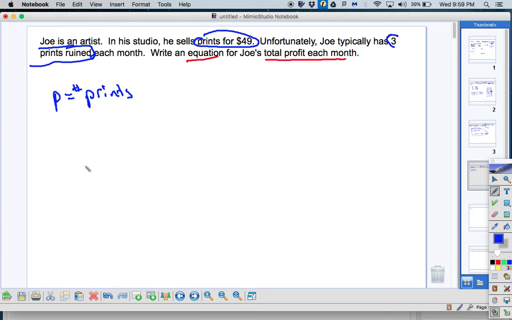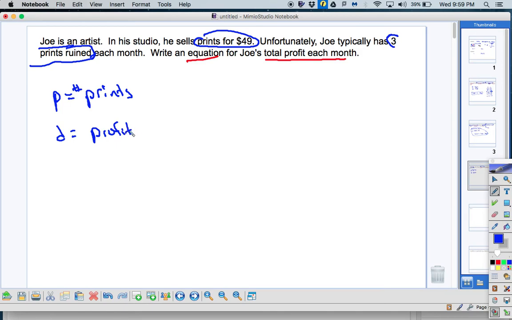And the other thing I'm supposed to have is the profit, because that's the other thing I'm looking for. What's this total? Well, I can't use P because I've already used it. It means prints. So we're going to use D. And the reason I picked D is for dollars. But D is going to represent our profit.